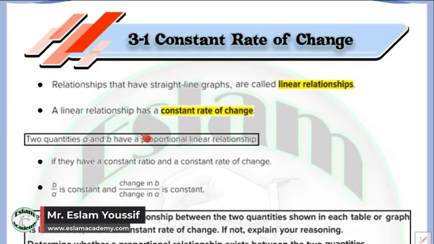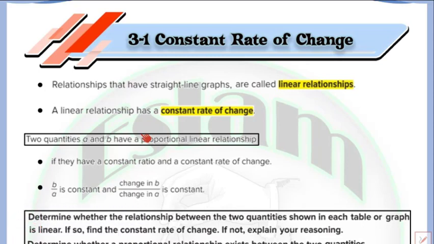In this video, we are talking about constant rate of change. At first, what is the meaning of the rate of change? Rate of change is the ratio between the change of y to the change of x. If this change is constant, it means we have a linear relation. So the linear relation has a constant rate of change.